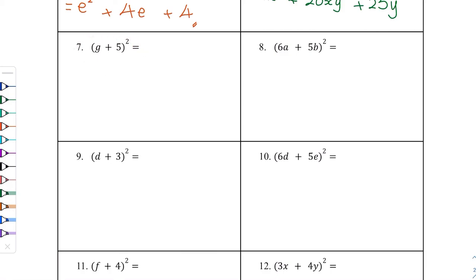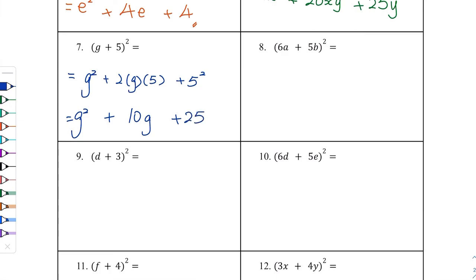Yeah, let's continue. So (a + b) square equals a square plus 2ab plus b square, which is g square. 2 times 5, 10g. And the 5 square means 5 times 5, which is 25. Use calculators.